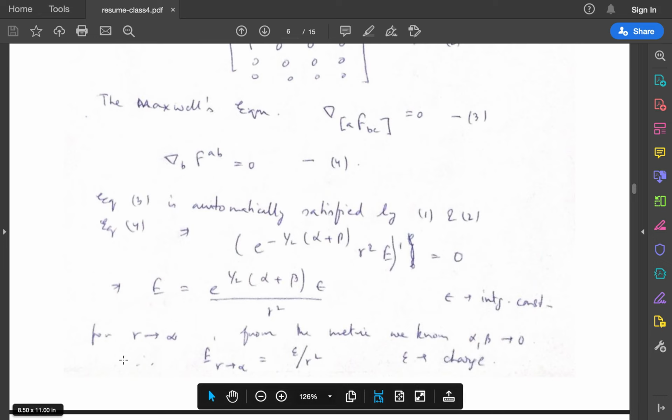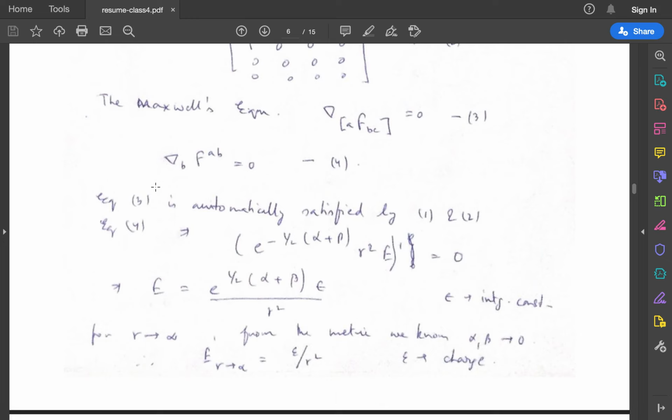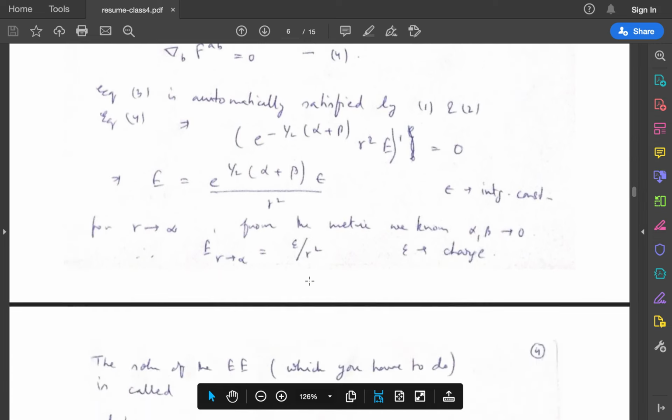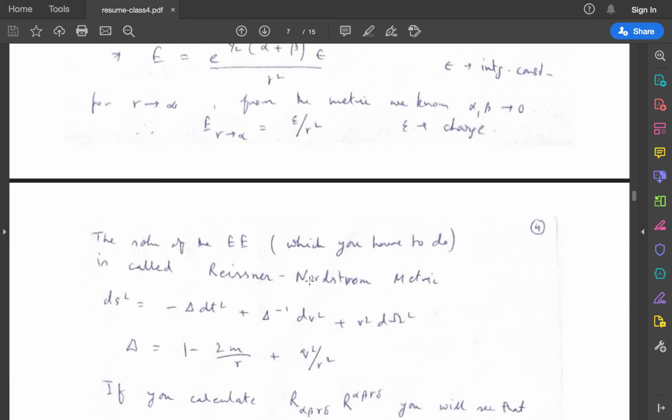However, we know that for r tending to infinity, this line element should represent the Minkowski metric, asymptotically flat, right? So alpha and beta should be 0 there. So at large distance from this black hole, we have an asymptotically flat region where the electric field is epsilon by r square. From our known knowledge of the electrostatic field, epsilon is the charge. So this is nothing but the charge of the black hole, the charge we have thrown in along with the Schwarzschild metric.